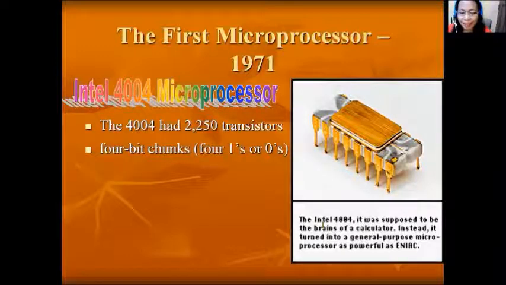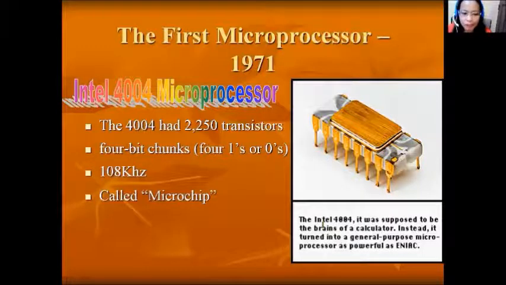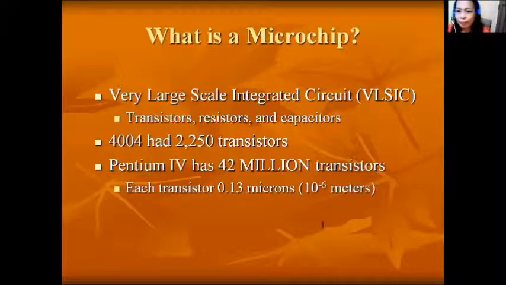So it had 2,250 transistors, 4-bit chunks, or ones or zeros, 108 kilohertz, called microchip. So what is a microchip? A very large integrated circuit, or VLSIC, transistors, resistors, and capacitors. So 4004 had 2,250 transistors. Imagine. And then Pentium 4 has 42 million transistors, each transistor 0.13 microns.